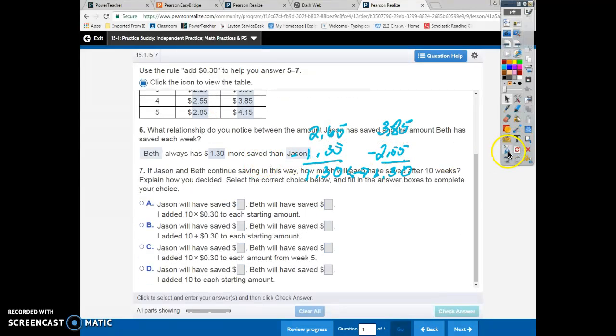Let's see if we can't figure out question 7. If Jason and Beth continue this way, how much will each save after 10 weeks? Explain how you decided. Select the correct answer choice and fill in the answer blocks. Well, Jason will have saved blank and Beth will have saved blank. I added 10 times 30 cents to each starting amount.